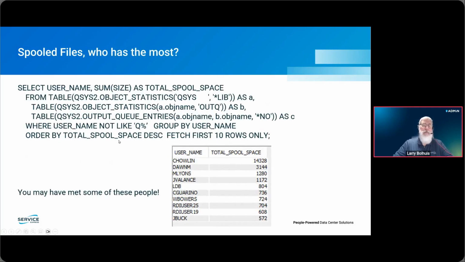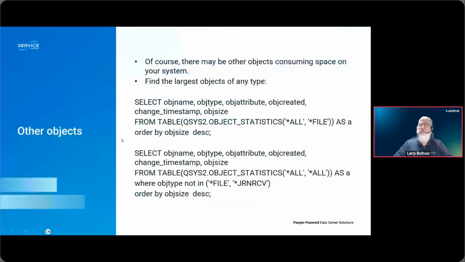Who has the most? Here we can run a query, and this just tells us how much spool space is consumed by any given user. Of course, there's other objects on the system, and a lot of these are not really necessarily going to be big. They could just be clutter, but here's a couple of ways to look at that. In this first one, it's all files, and in the second one is everything, but I'm saying not object type of file or journal receiver, for example.